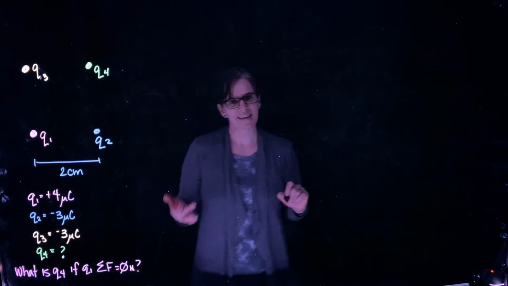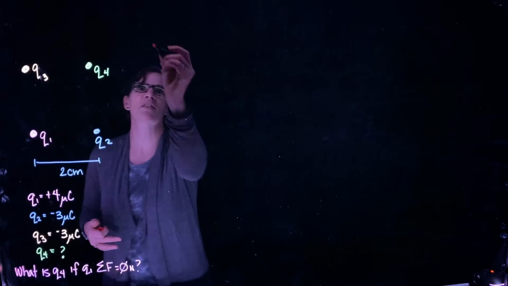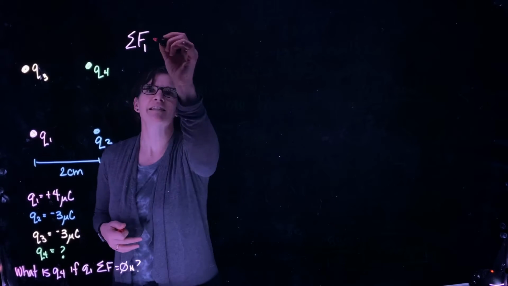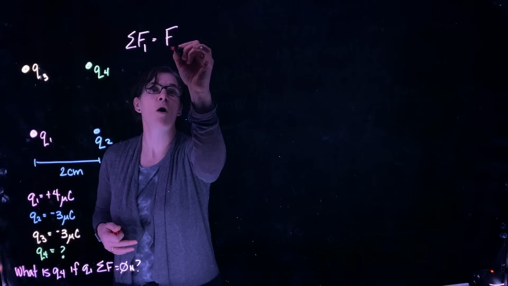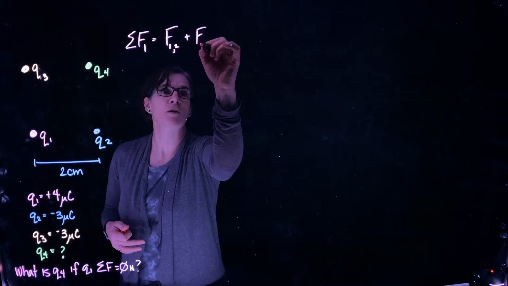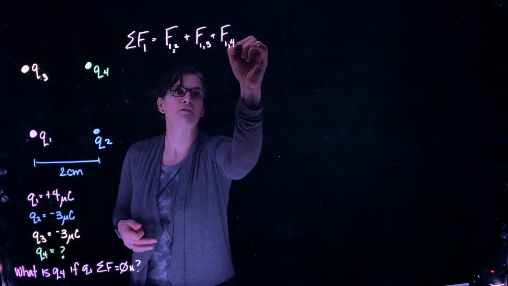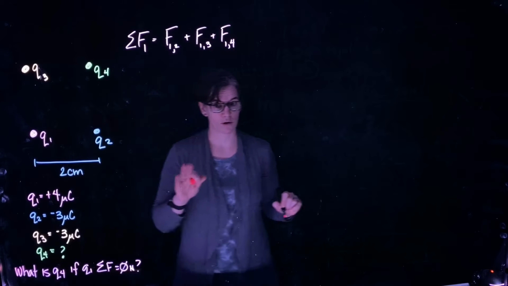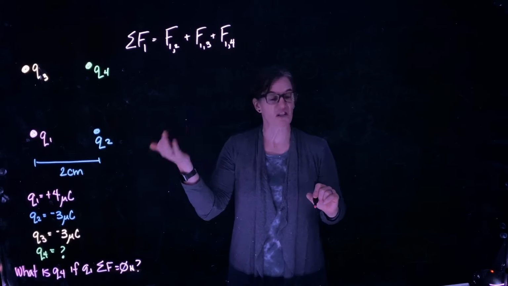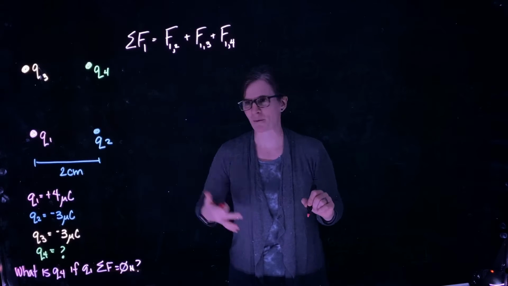Okay, well, we want to think then about what is the net force on Q1. And we know that the net force on Q1 is equal to the force on 1 by 2 plus the force on 1 by 3 plus the force on 1 by 4. The vector sum, of course, of these three forces. So let's start with each one of those interactions and then look at the vector situation that we have.